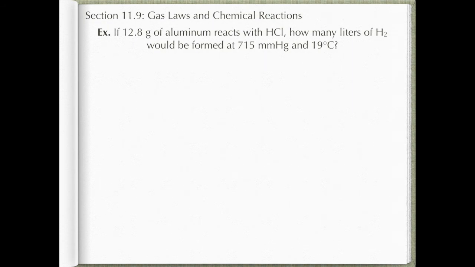understand this. So if it tells me I have 12.8 grams of aluminum and it reacts with hydrochloric acid, HCl, this is asking me how many liters of H2 would be formed at 715 millimeters of mercury and 19 degrees Celsius. So ultimately, what it's asking me to do is say, okay, I have 12.8 grams of aluminum. How many liters of H2 would be formed?